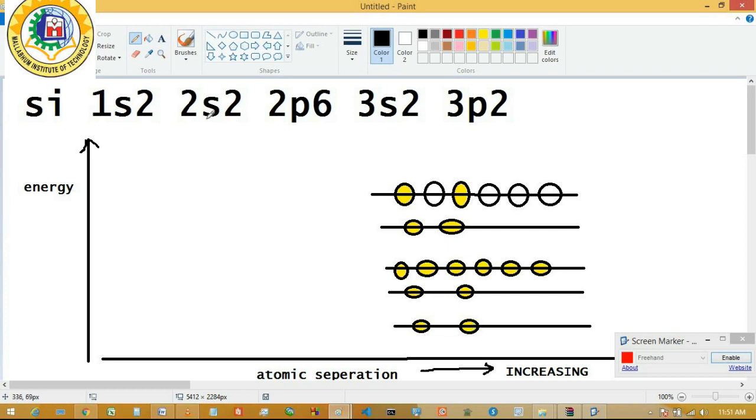Next we go into the 2s2 state. The same picture is here: only 2 energy levels are available, and this yellow color represents that these 2 energy levels are filled. Like this, in the 2p6 level, 6 energy states are available, and all of them are filled. Next, 3s2: there are also 2 energy levels, and 2 electrons are filling the only 2 states available.